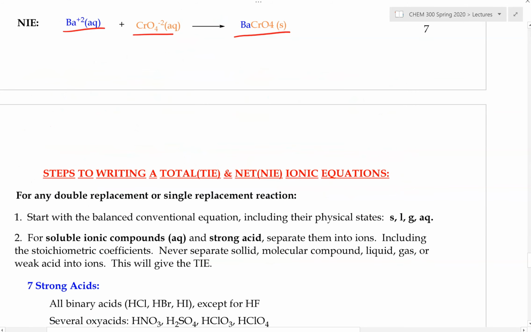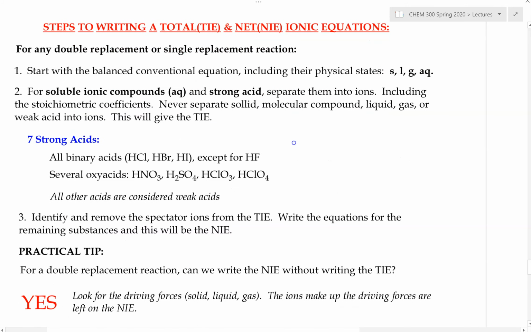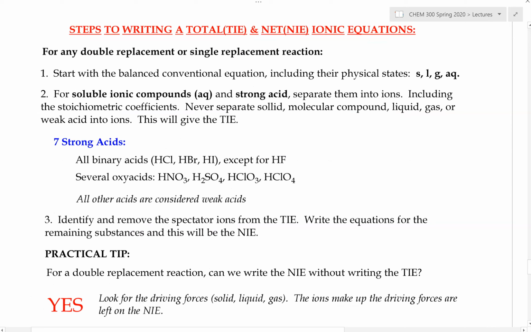And now, let's go over the guidelines. How do we write all of these equations right here? Just to make sure that we have this down and you are able to write the TIE and the NIE. So these are the steps right here, how to write the total ionic equation and the net ionic equation. For any double replacement reaction or single replacement reaction, we can write the TIE and the NIE for them. And here are the steps.